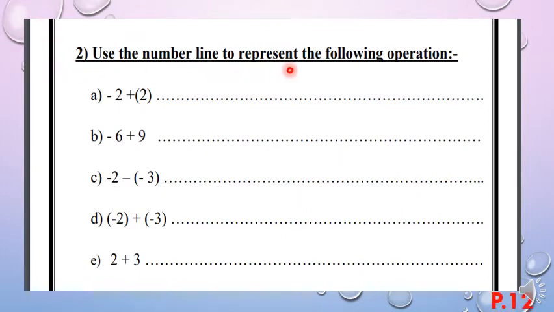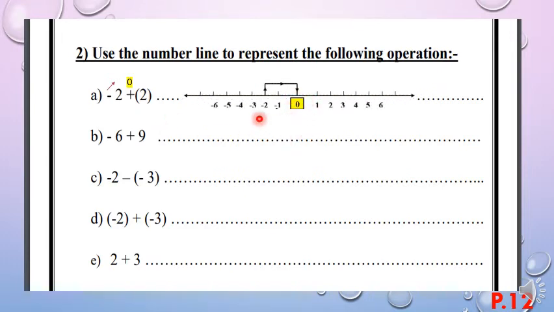Use the number line to represent the following operation. Letter A, negative 2 plus 2. First of all, we are going to find the result of negative 2 plus 2, which is equal to 0. Then we are going to move from the first number till we reach the result, which is 0. We are going to move on the number line. So we need to move from negative 2 till we reach 0. Here is our number line. Here is negative 2. I'm going to start with negative 2. Then go up, then go to the right, then go down on 0.